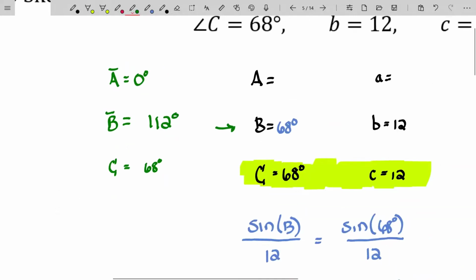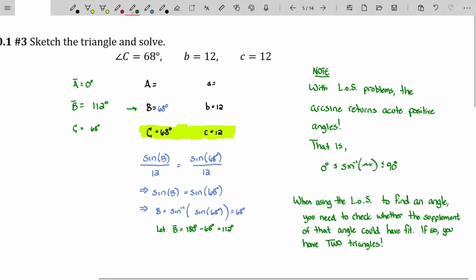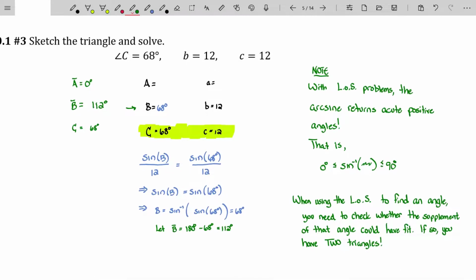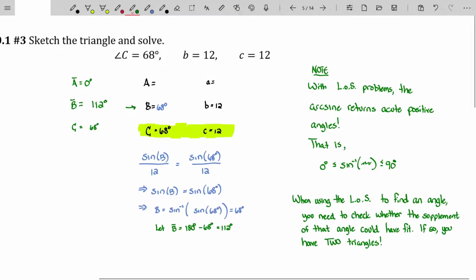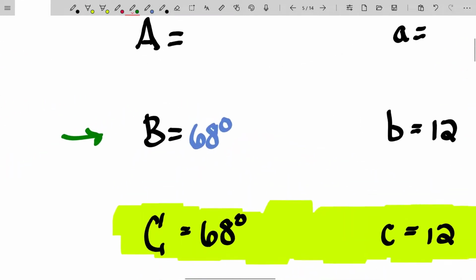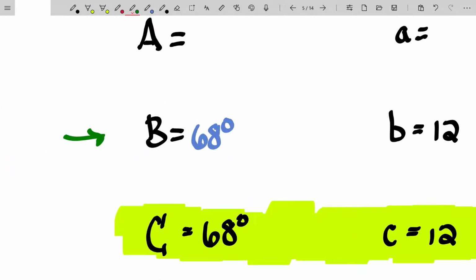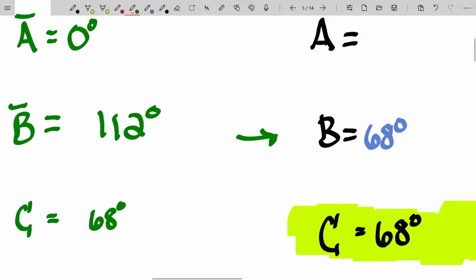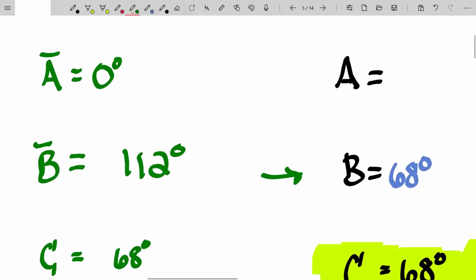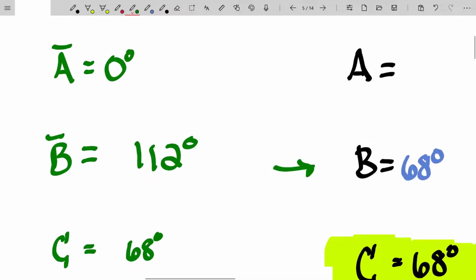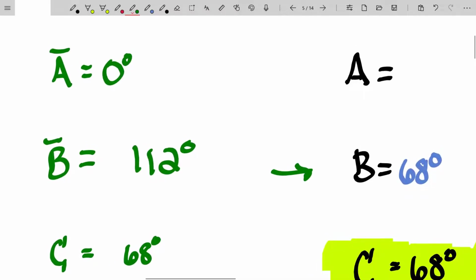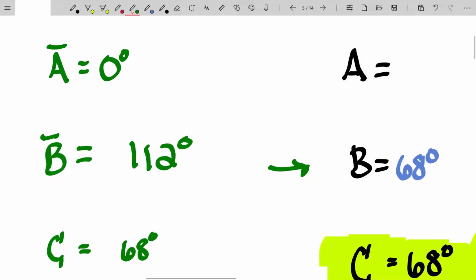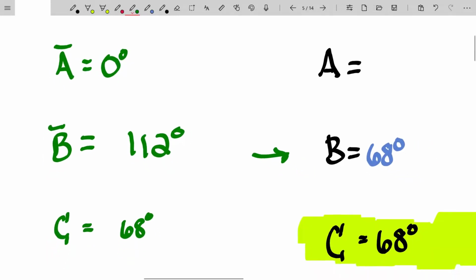So again, when using the law of sines to find an angle, which we just did, you need to check whether the supplement of that angle could have fit. So the first angle we found will fit, period. That's okay. But the second angle we find, the supplement, is a big question mark. Would that have fit? Well, let's find out. And you just do the computations. What would it force the unknown angle A to be in that situation? It would force it to be 0 degrees. So there's not a second triangle.